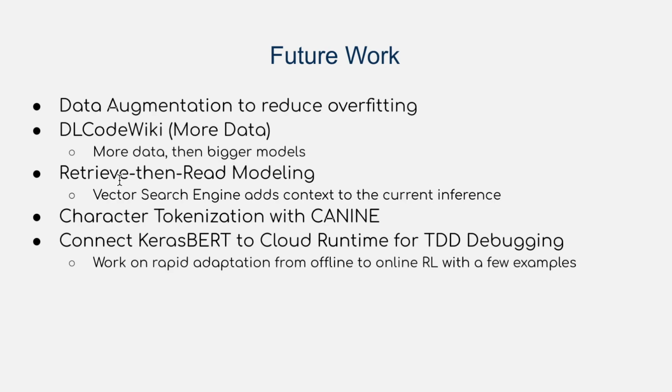Then we're looking into retrieve-then-read modeling. So rather than just having this language model that only has the current input as its context, we're going to have an information retrieval component, as shown in papers like REALM or Retrieval Augmented Generation, and we're going to use a vector search engine to retrieve context that will facilitate the current inference. So say it's being asked a question about the Reptile paper from OpenAI, it would help to have some information from that paper within the context as well, and we're developing systems that can automatically retrieve that additional context.